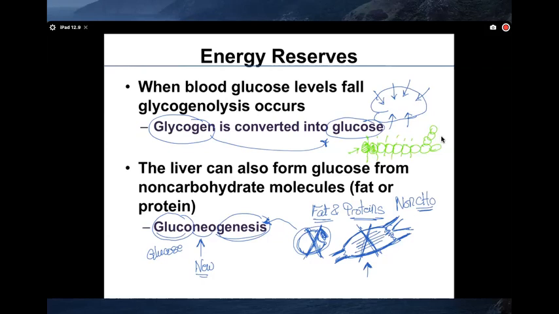But here, this is something that I've just created from the fats and the proteins. It has a non-carbohydrate source. That's why we call it gluconeogenesis. Any questions? Any questions so far?